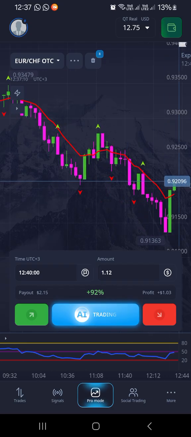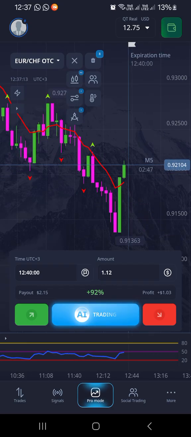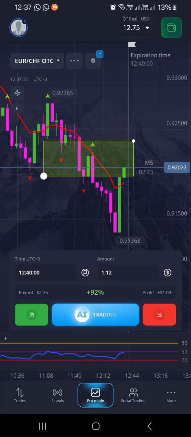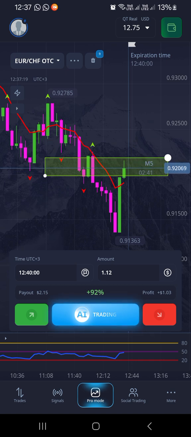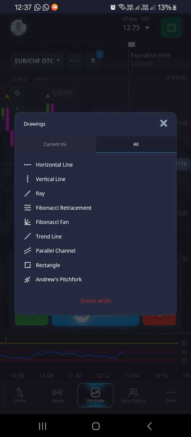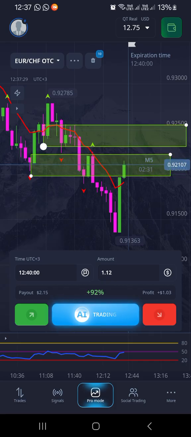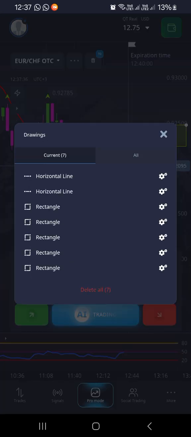So guys, example here. I ignore the first supply zone. This is the first supply zone. And then remember I told you, dojis offer very strong levels on supply and demand zones. This is our second supply. So the second supply, let me mark it.